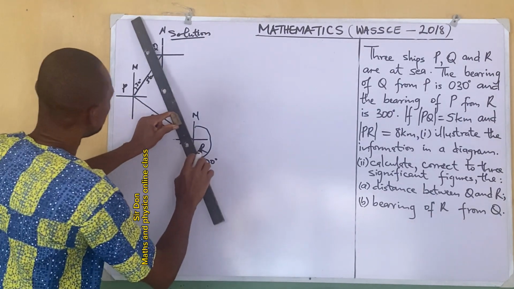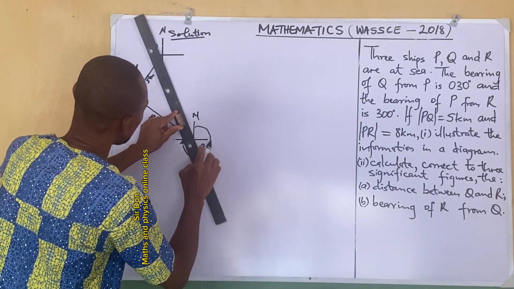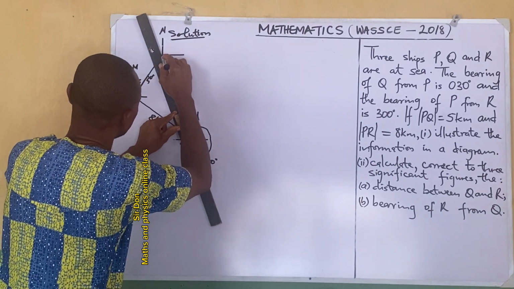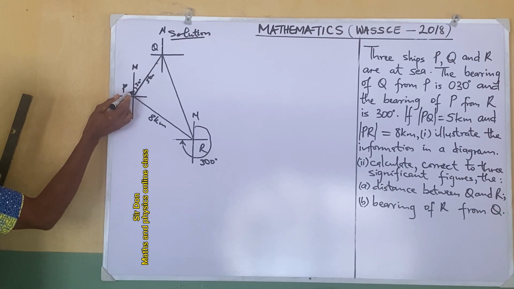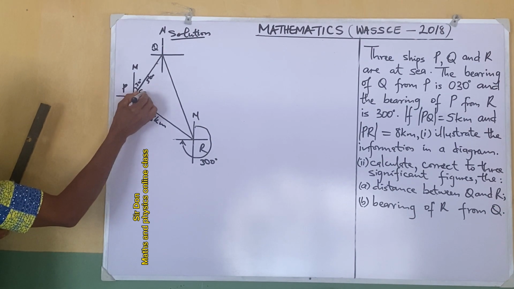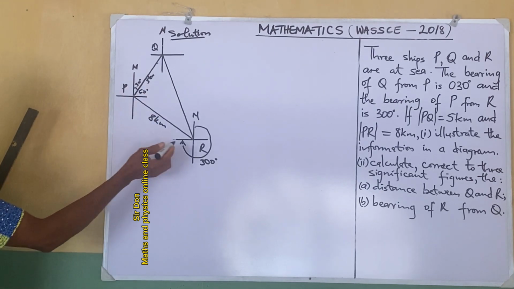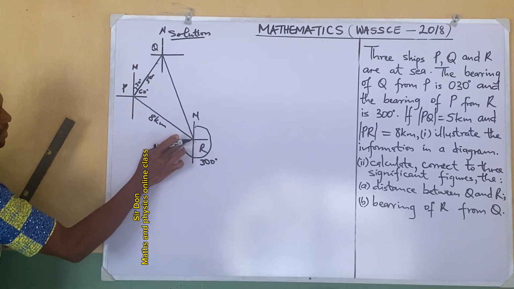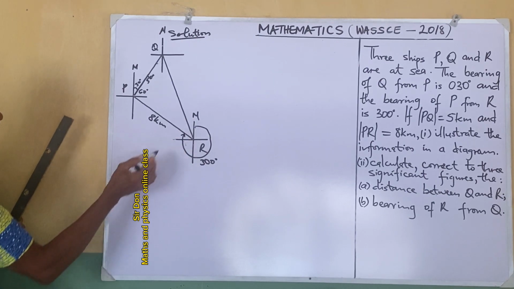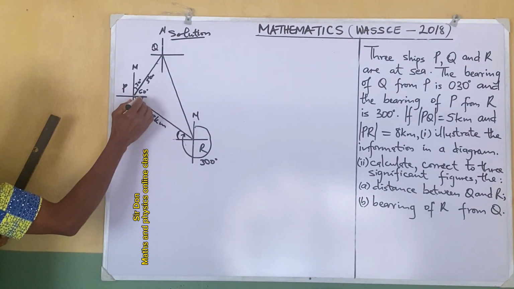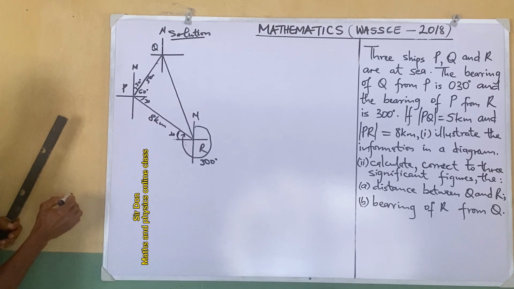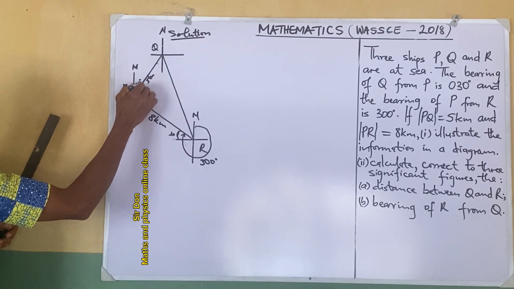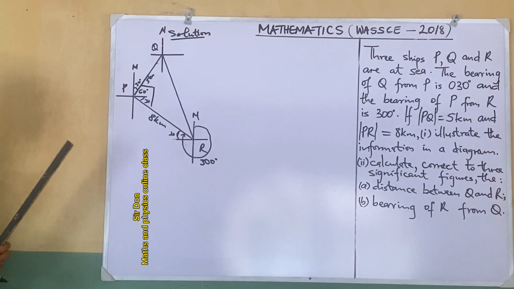So let's join ship Q to ship R. This angle is 30 degrees. The remaining angle here is 60 degrees. Alternate angles are equal, so this angle is also 30 degrees. 30 plus 60 is 90, so this angle here is 90 degrees. So this is the diagram.